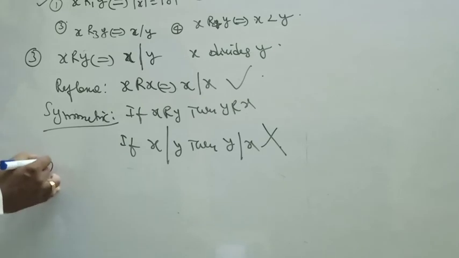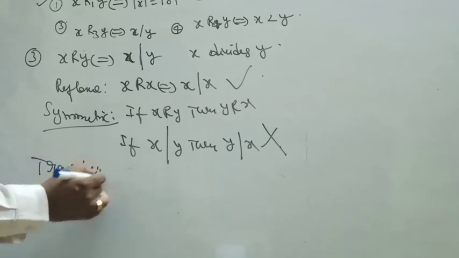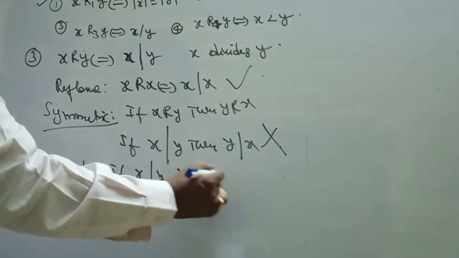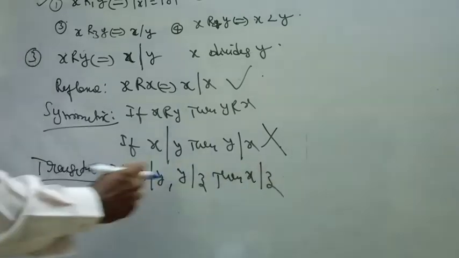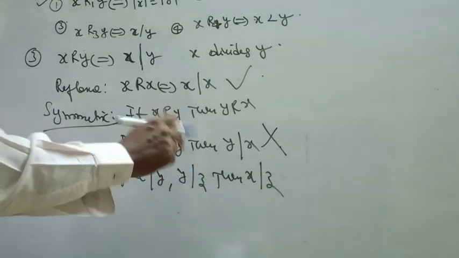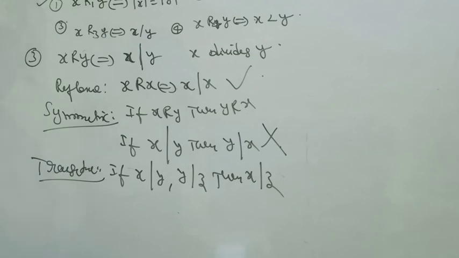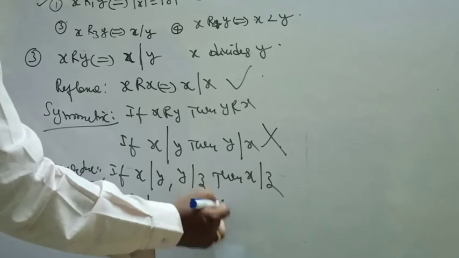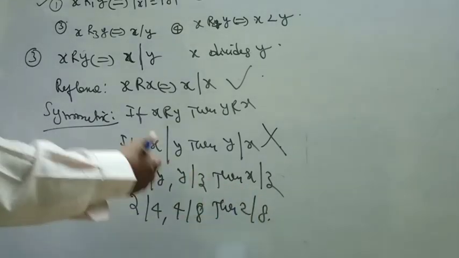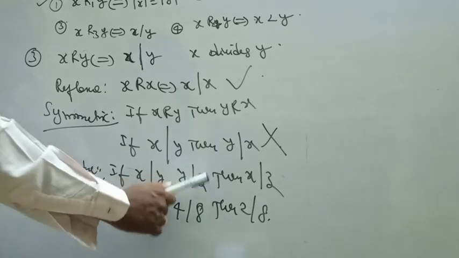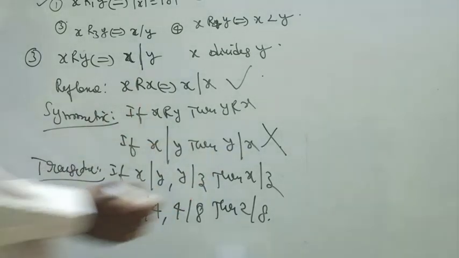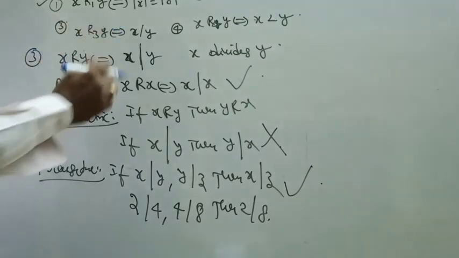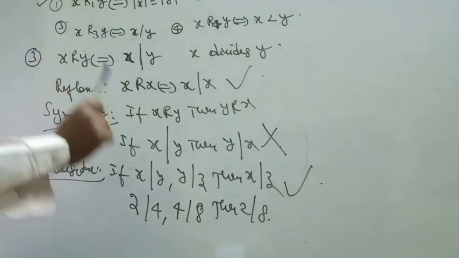Next, transitive. Let us write directly: if X divides Y and Y divides Z, then X divides Z. X related to Y, Y related to Z, then we should prove that X is related to Z. Here, 2 divides 4, 4 divides 8, then 2 divides 8. This is always true. If X divides Y and Y divides Z, then X will divide Z. Therefore, it becomes transitive. Now the third relation we got is reflexive and transitive but not symmetric.